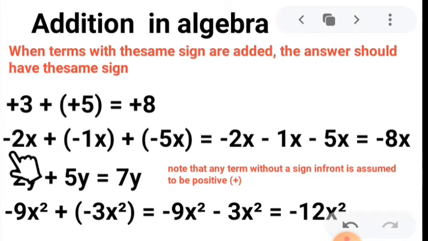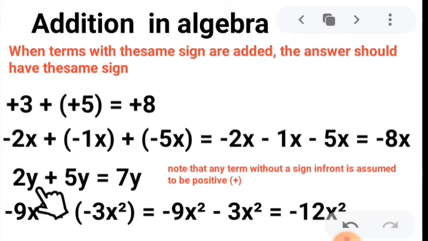Now we have minus 2x, minus 1x, minus 5x. We are adding these three terms together. Because the signs are the same, the final answer will take the sign negative. So minus 2x, minus 1x, minus 5x will give us minus 8x.